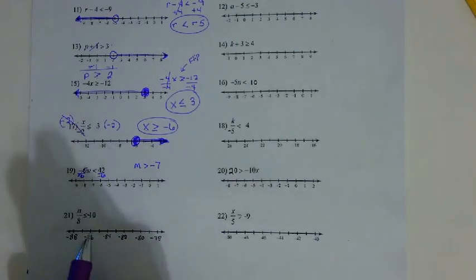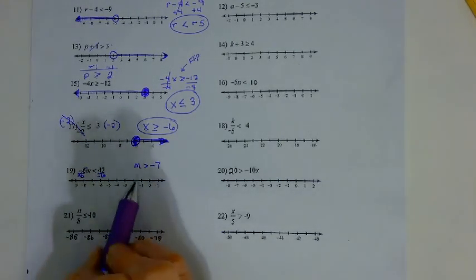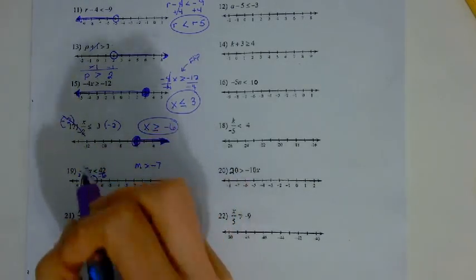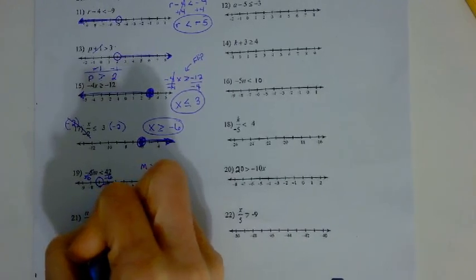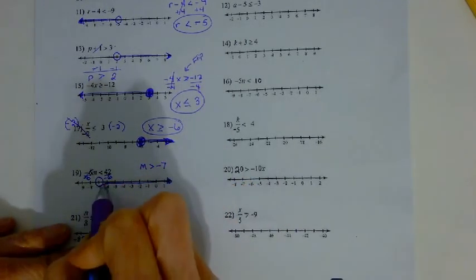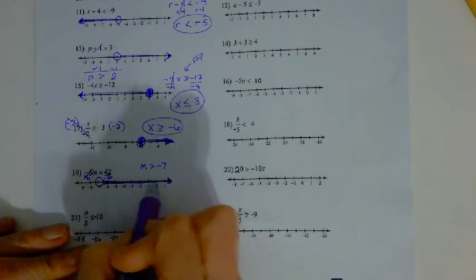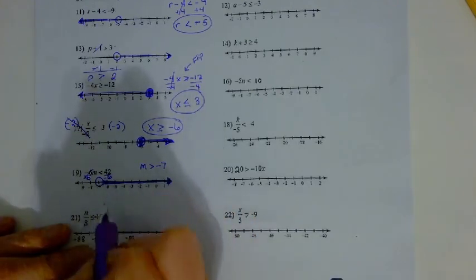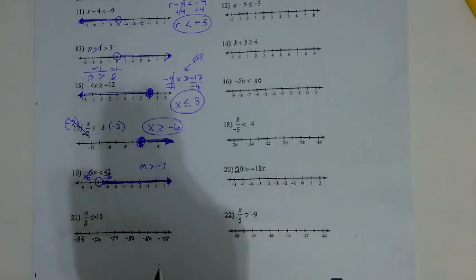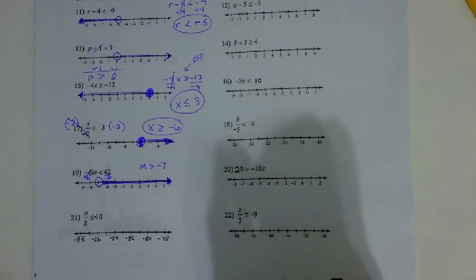Now to graph it. M is greater than negative 7. Put your bubble at negative 7, and we're going to shade everything to the right. And we're not going to fill in that bubble. Why do we not fill in the dot? Because this is m is greater than. It does not say also equal to. Now you can try number 20.